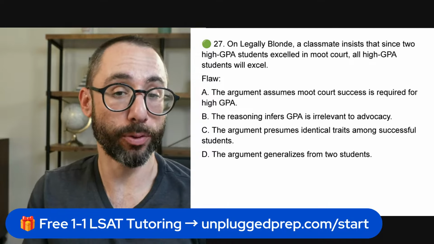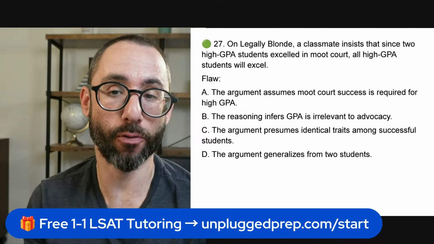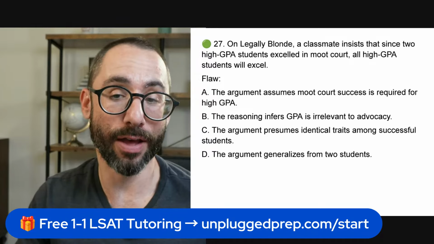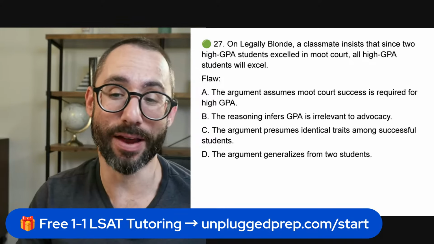So that we have a sample of 2. 2 with high GPAs excelled in moot court. Therefore, everyone with a high GPA is going to excel in moot court. Once again, they are overgeneralizing beyond the scope. Just because 2 did doesn't mean that every single one's going to do it.